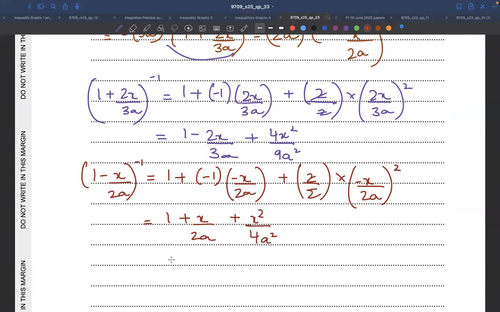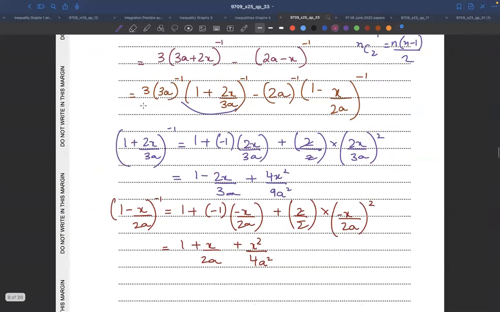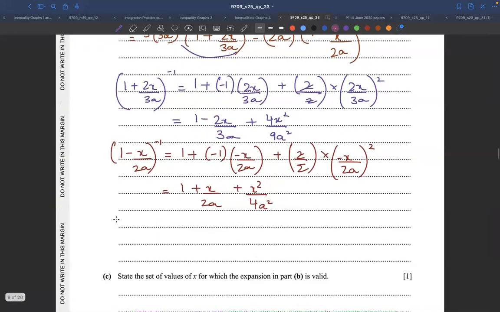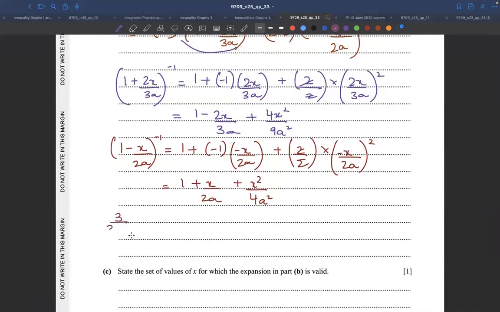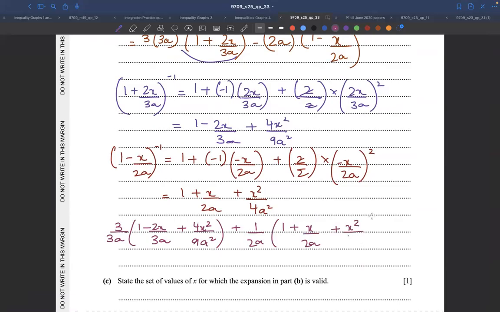Now we'll write the terms with the original values and then just simplify it. So this can be written as 3 upon 3a, multiplying the first term, that is 1 minus 2x upon 3a plus 4x squared upon 9a squared, and over here we had 1 upon 2a. So this will be 1 upon 2a times 1 plus x upon 2a plus x squared upon 4a squared. So the constant term will be 3 upon 3a plus 1 upon 2a.